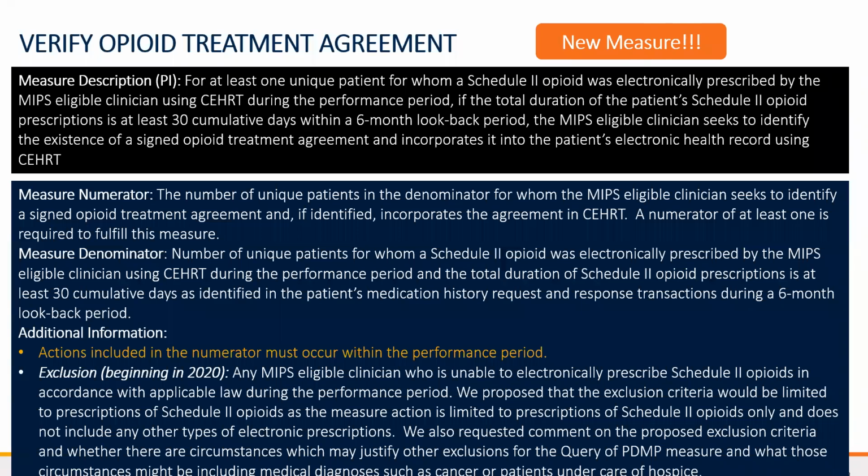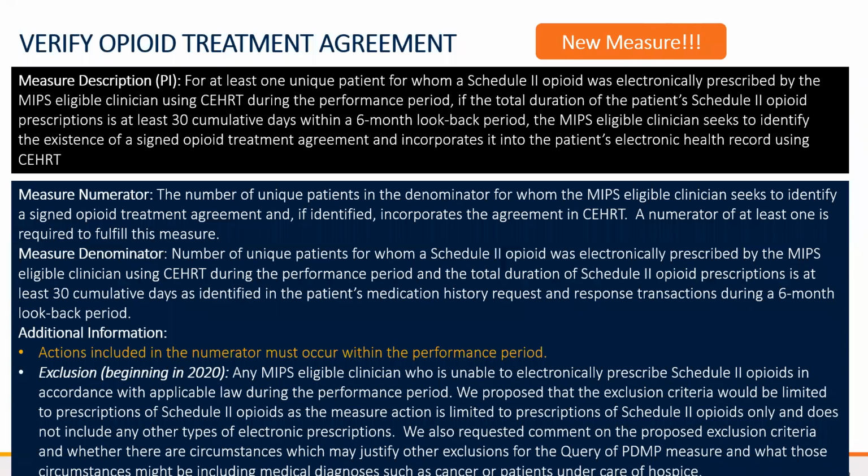Verify opioid treatment agreement. So this is, again, falling under the e-prescribing objective for at least one patient. Here we go, one patient again, for whom a Schedule II opioid was electronically prescribed by the MIPS eligible clinician using CEHRT during the performance period, if the total duration of the patient's Schedule II opioid prescriptions is at least 30 cumulative days within a 6-month look-back period, then you are to identify the existence of a signed opioid treatment agreement and incorporate it into the patient's record.